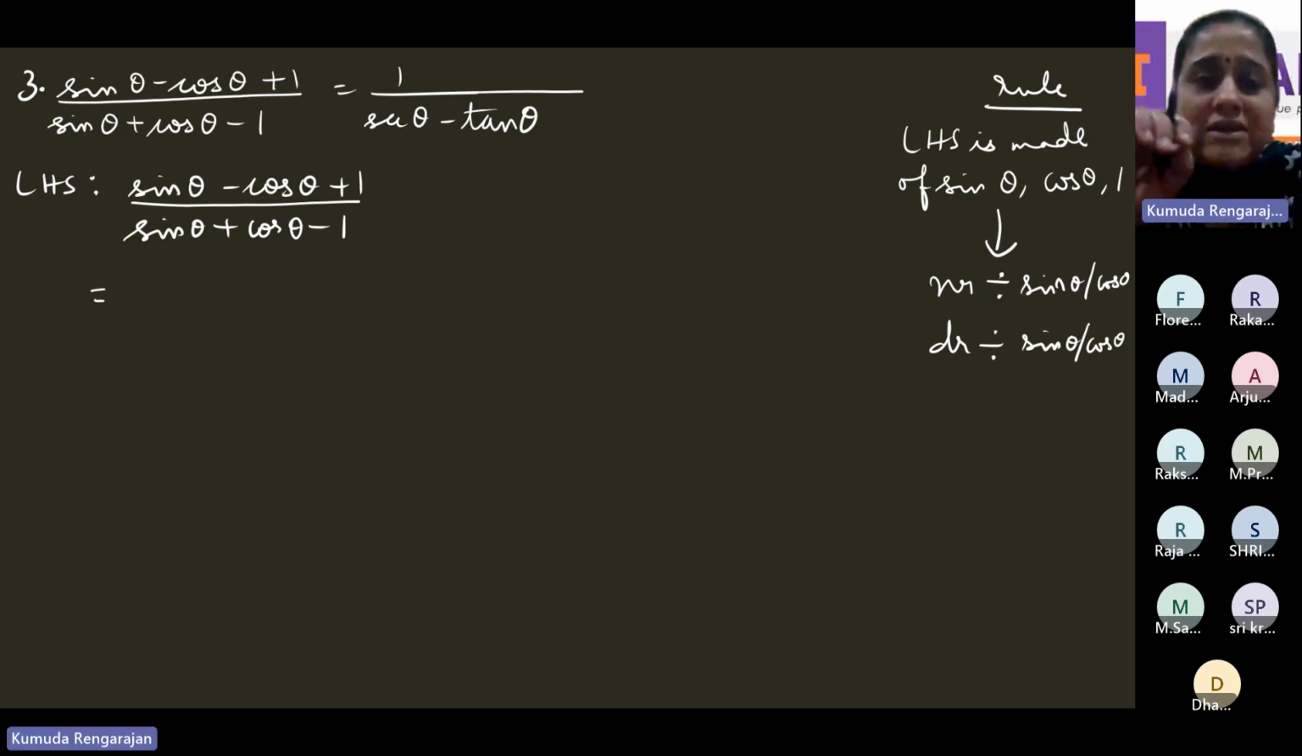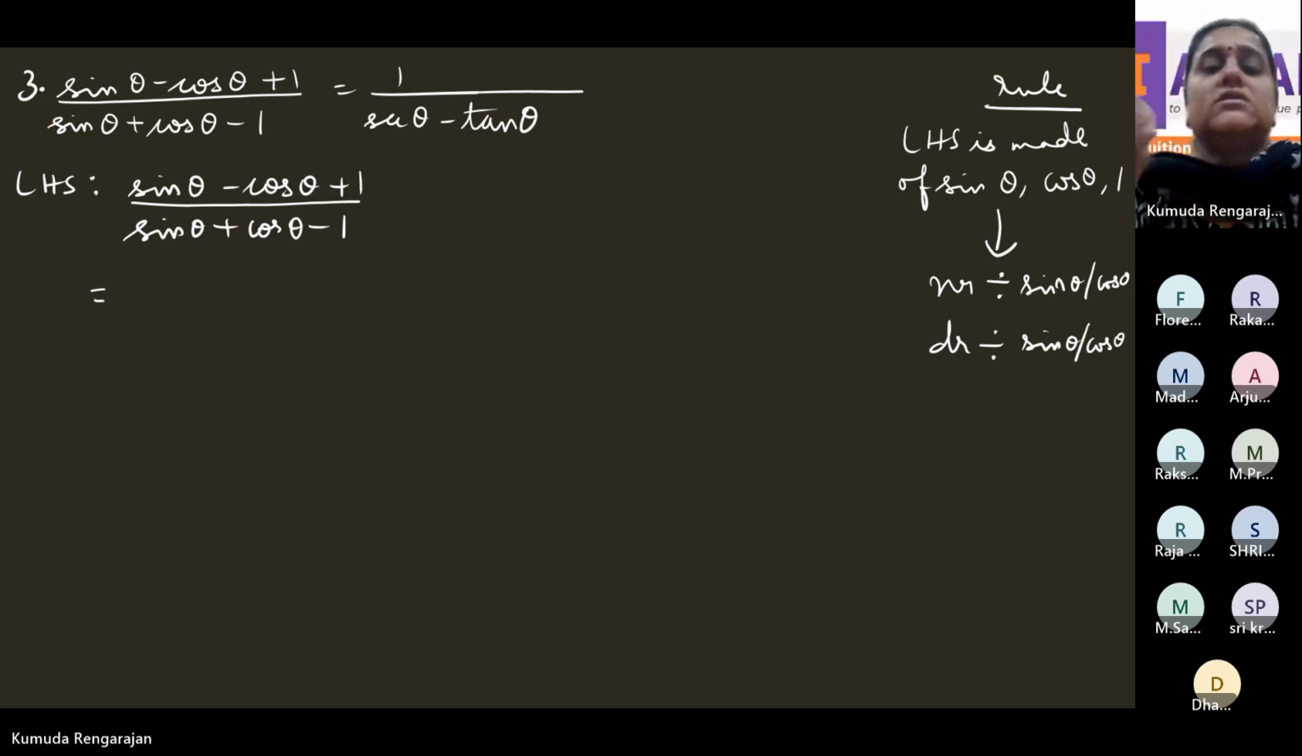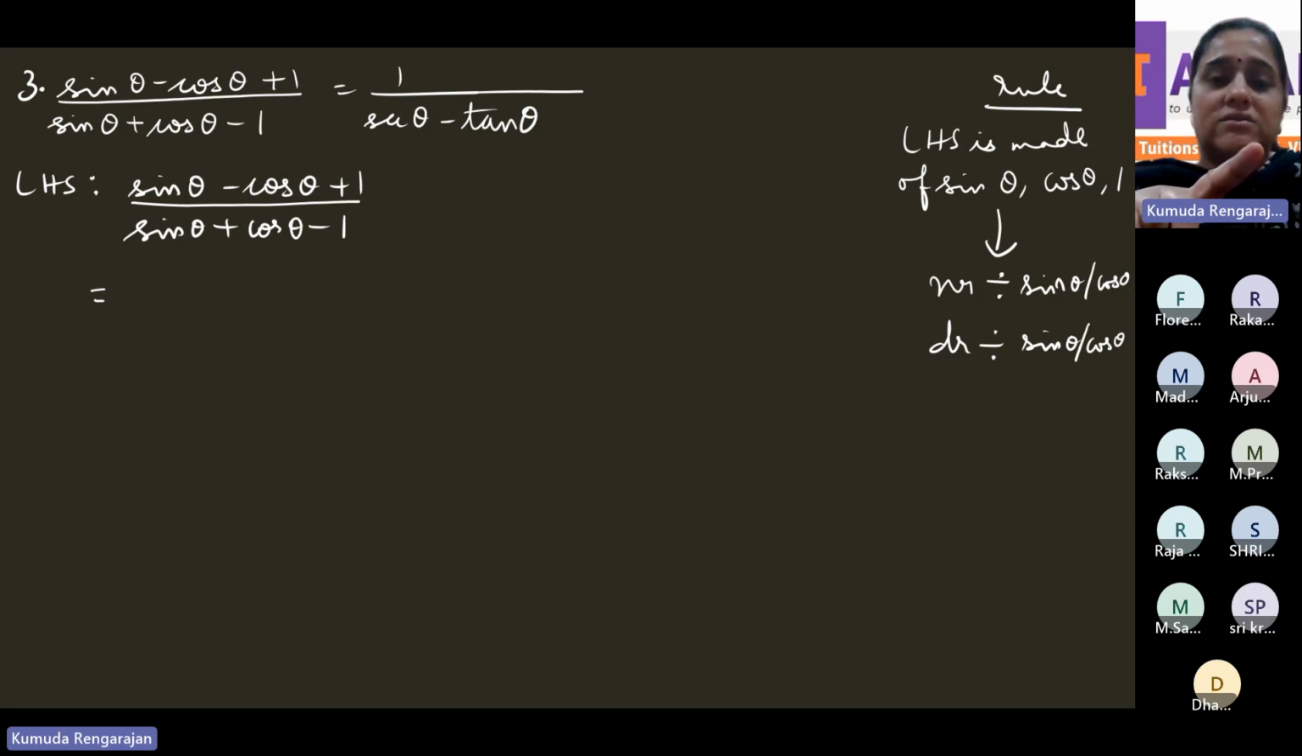If the left-hand side is made up of sine theta, cos theta, and 1, then what next? We have to divide both the numerator and denominator either by sine theta or by cos theta. Now we'll have to choose. Only one of them is correct. Like, choose the correct answer. It's not that you can do this or that. For this situation, only one will work.